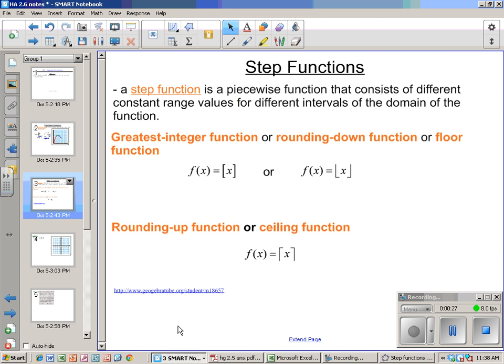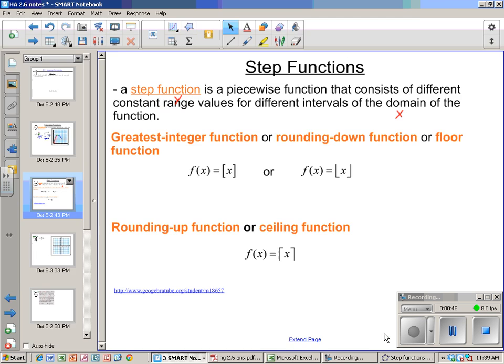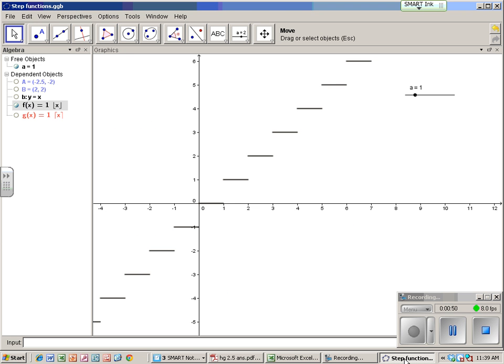All right, a step function is a piecewise function that consists of different constant range values. Remember, range means y values. So, constant y values for different intervals of the domain. So for different intervals of the x value, you just have these constant y values, which is creating that step function look.